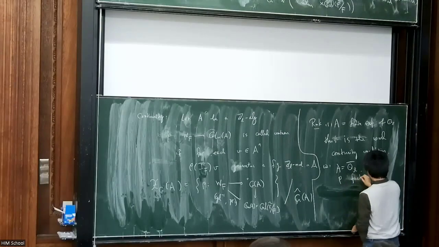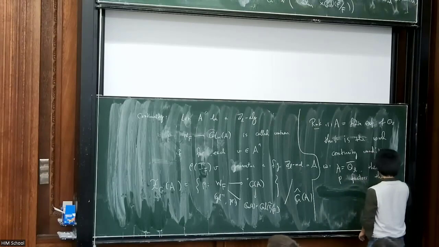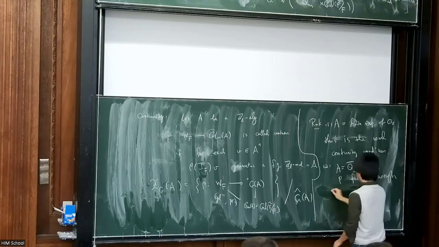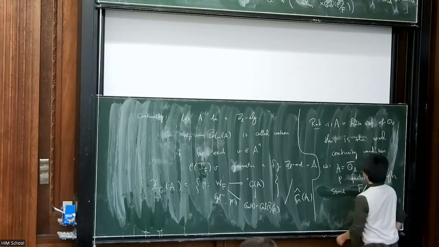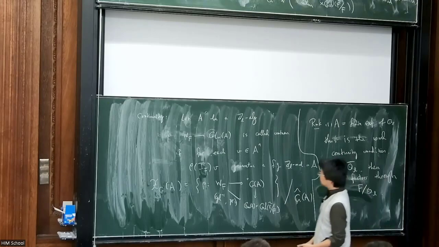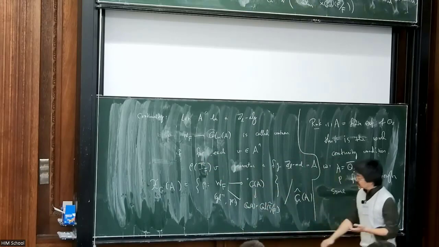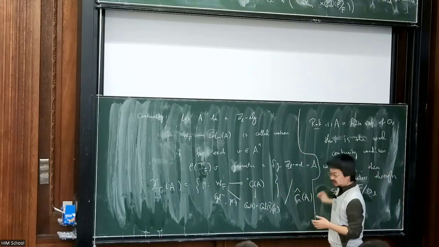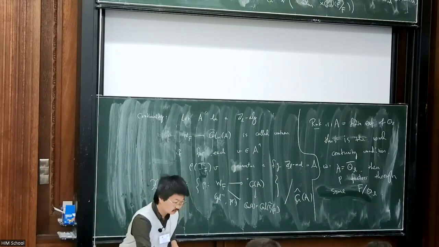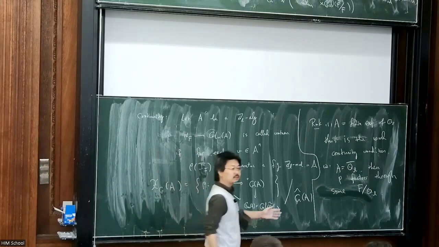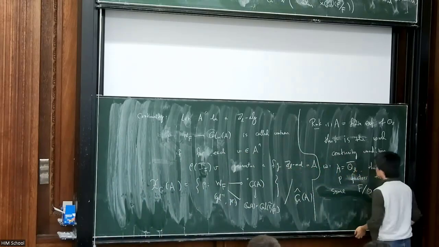Factors through some F over Q_l. Of course, when people study continuous representations of profinite groups, such a statement can also be proved using this Baire category theorem. But in this definition, it's sort of automatic.